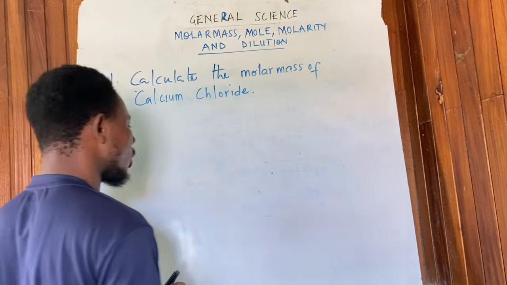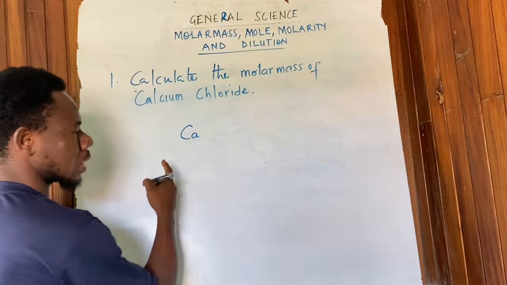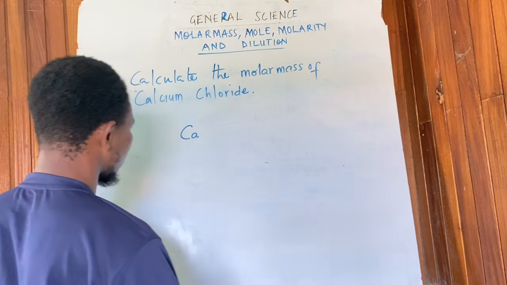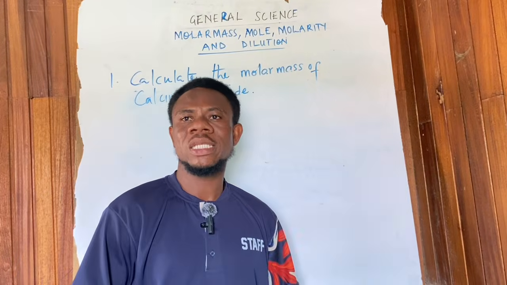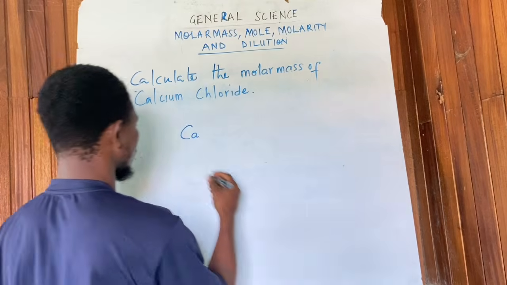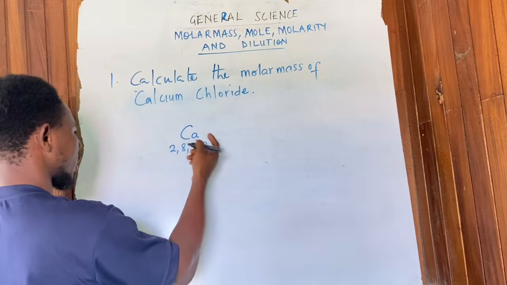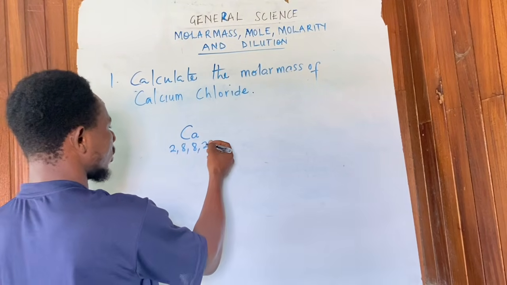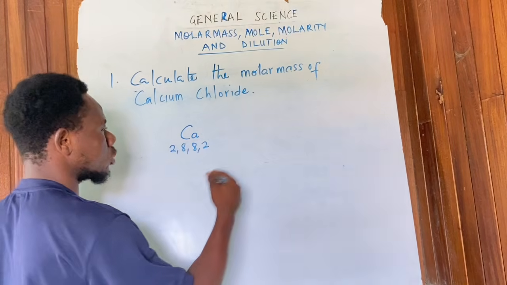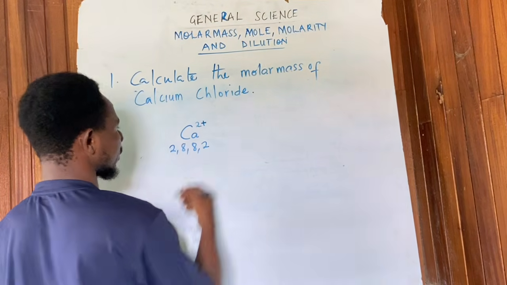So calcium chloride. We know calcium has a symbol of Ca. Calcium on the periodic table has atomic number 20. This means if we write the electronic configuration of calcium, we get 2, 8, 8, 2. The first shell takes 2, second 8, third 8, then the last shell takes 2. Because calcium is a metal, it is going to lose 2 electrons to become stable. So calcium here is 2 plus.